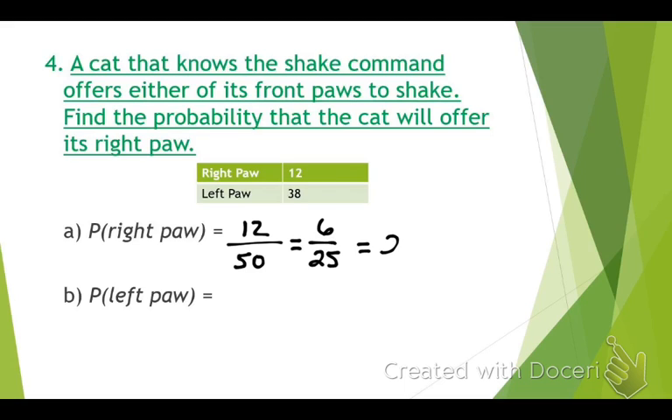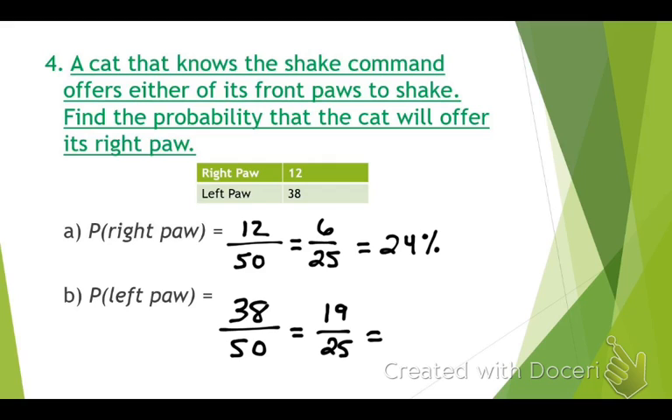There's a 24% actual probability that this cat did put its right paw up, okay? Because this was an experiment. So let's go on to the next one. Left paw. What is the probability that it actually put its left paw up? 38 out of 50. And what is that reduced? 19 over 25. And what percentage is that?